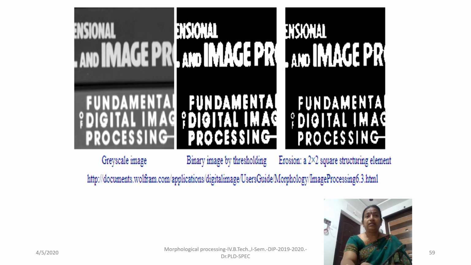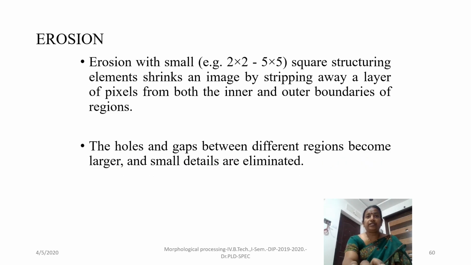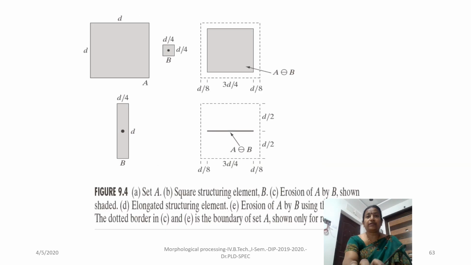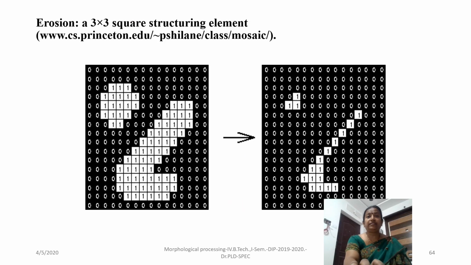This is another example. The original binary image by thresholding, and with the structuring element of the erosion operation, each and every letter in this image becomes thinner as compared to the original thresholded binary image. So erosion and dilation operations are completed. With these examples, we are in a position to understand the difference between them. This is the example of erosion with the same example of dilation explained here.